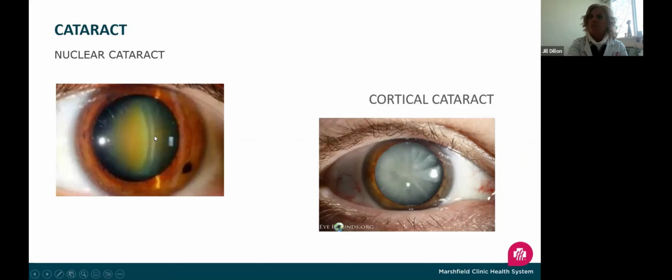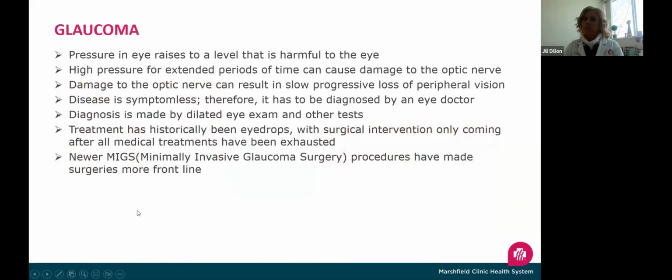Sometimes, and very often, it will start as a nuclear cataract. We'll see some cortical cataract developing, and you'll have what's called a combined cataract. So these two will look like they're combined into one picture. So that's what a cataract is.